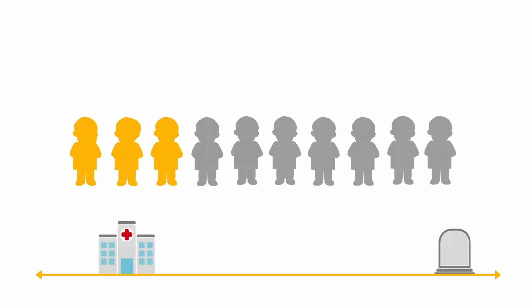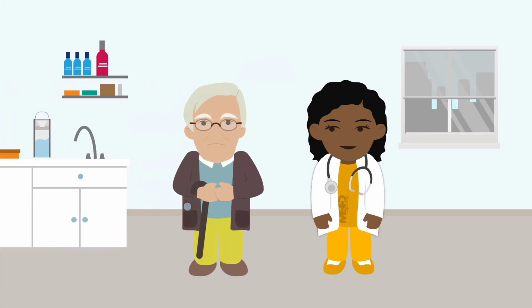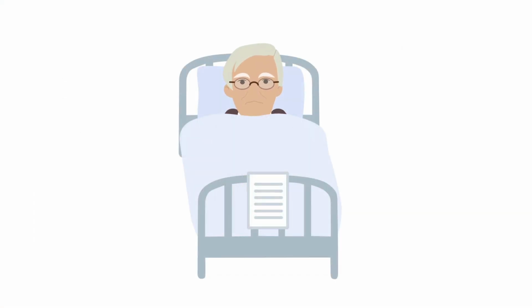Studies show that up to 31% of hospitalized patients and 70% of those nearing the end of life may have impaired or diminished decision-making capacity. Let's use John as an example. John is an elderly patient that presented to the ER with a lower gastrointestinal bleeding. He was stabilized and admitted.